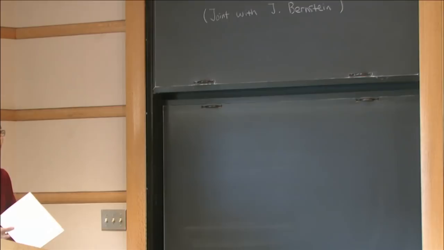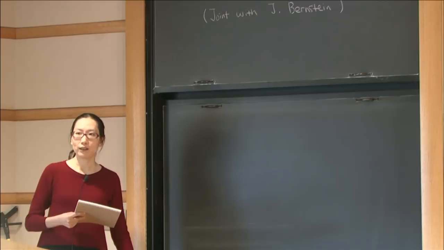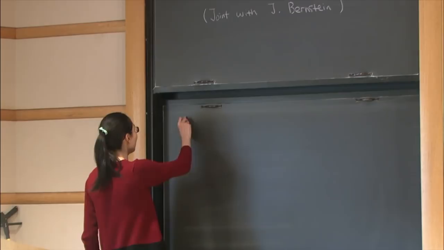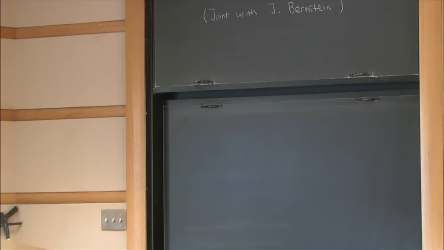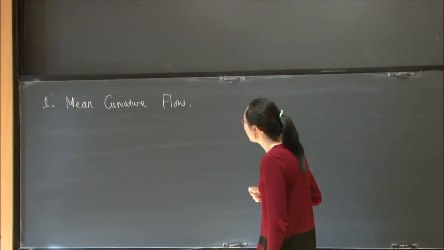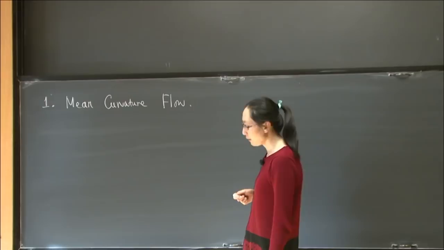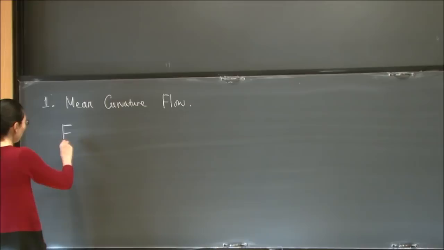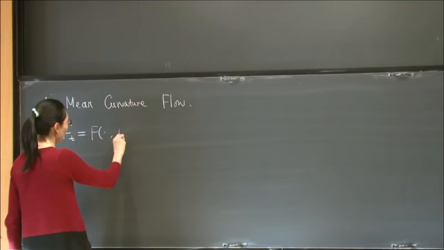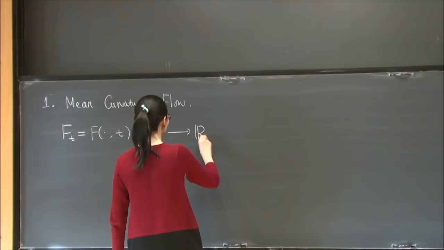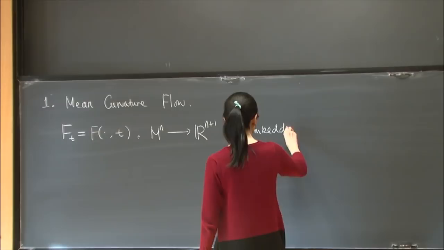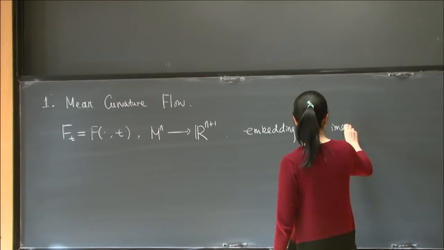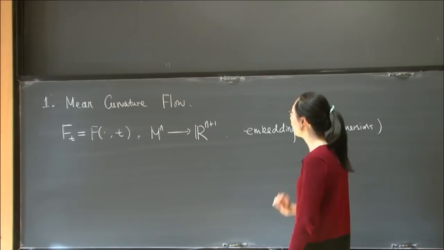I don't assume anyone actually knows mean curvature flow, so I will start with the very basic definition. Let me use this graph here. I'm going to start with defining mean curvature flow. This is going to be a one parameter family of embeddings from an n-dimensional manifold M to R^(n+1), the (n+1)-dimensional Euclidean space. You could also consider immersions. This satisfies a differential equation.